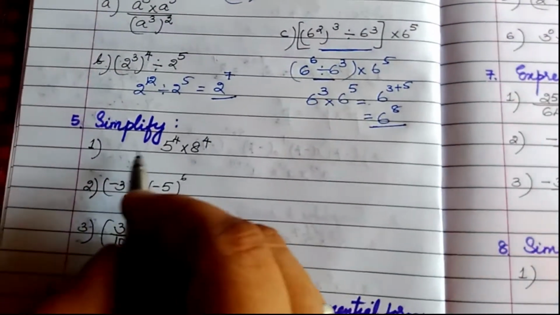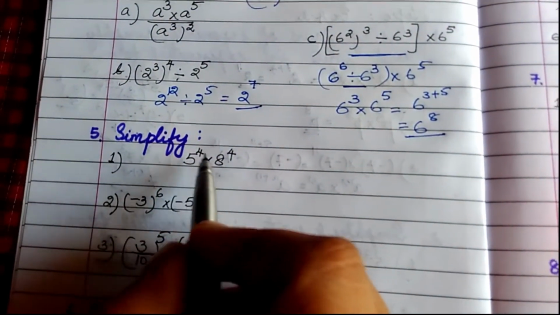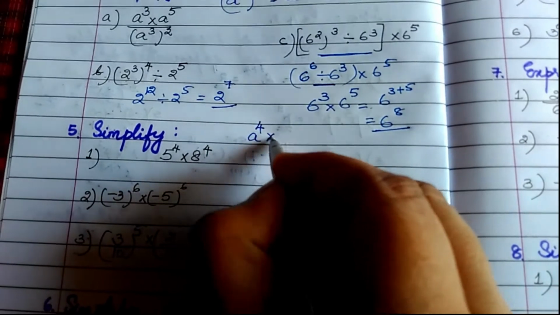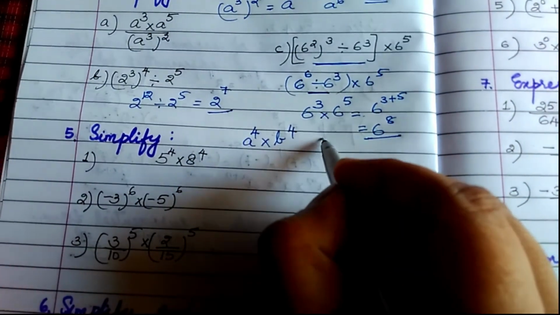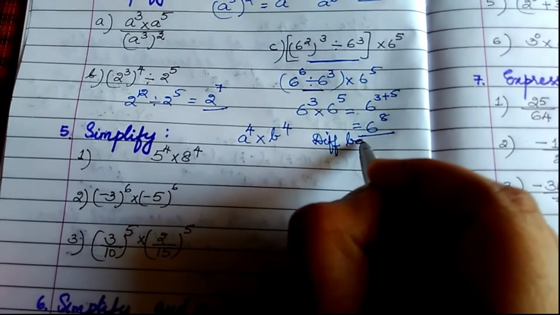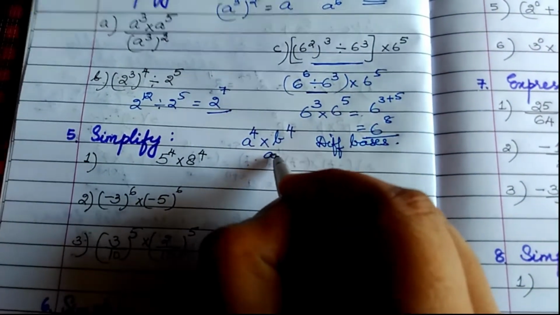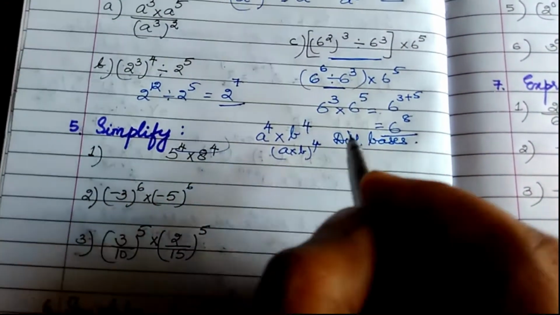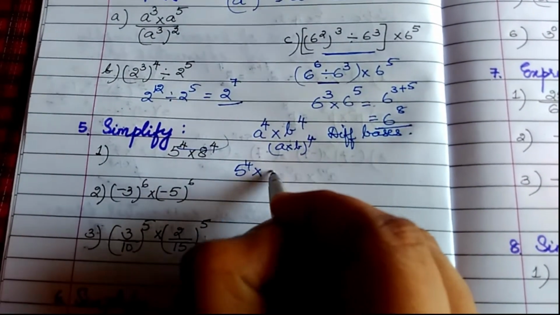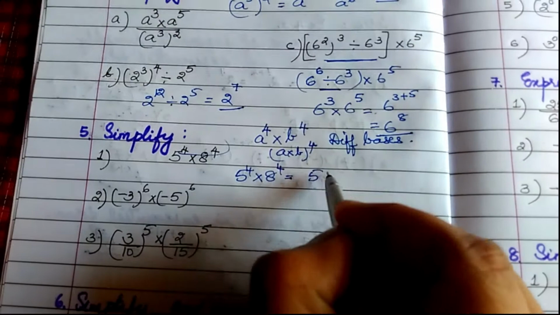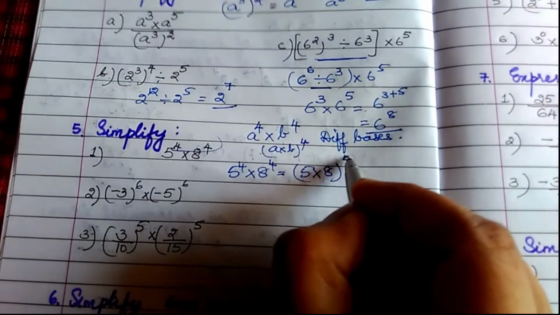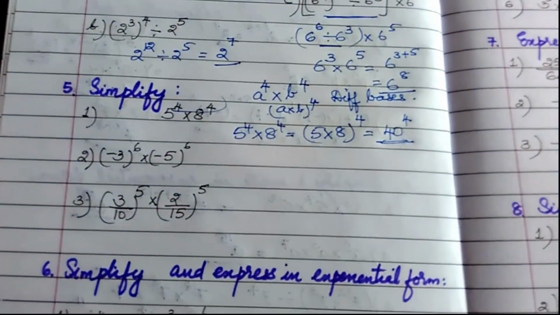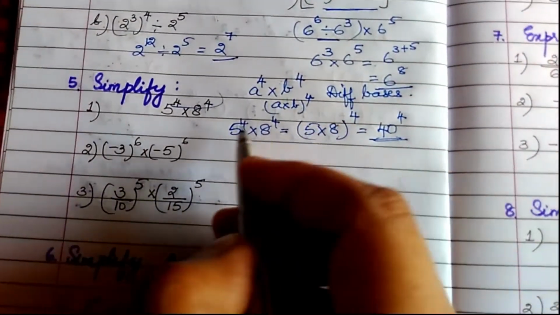So next, fifth question is, here see, 5 to the power 4 into 8 to the power 4. It is the same rule as a to the power 4 into b to the power 4. Different bases. So this one you have done the rule, isn't it? So that is a into b to the power 4. So you will use this here. The powers are same. So 5 to the power 4 into 8 to the power 4 will be equal to 5 into 8 to the power 4. What is 5 into 8? 8 5s are 40. 40 to the power 4. So you are applying all the laws that you have learned in laws of exponents.